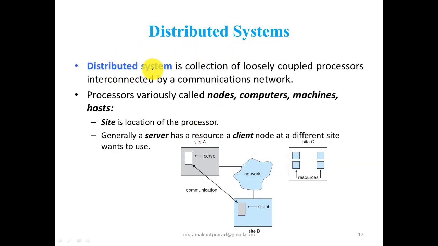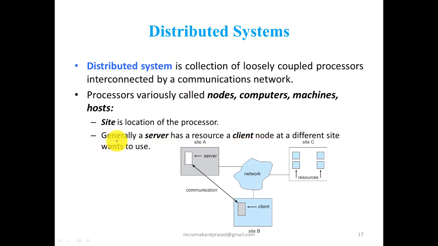Okay, distributed system. What is a distributed system? It is a collection of loosely coupled processors interconnected by a communication network. A processor is variously called a node, computer, machine, or host. Here site is important. What is a site? Site is the location of the processor, where a processor is. Site A, site B, and site C are the processors, and all are connected to the network. Generally a server has a resource that a client node at a different site wants.